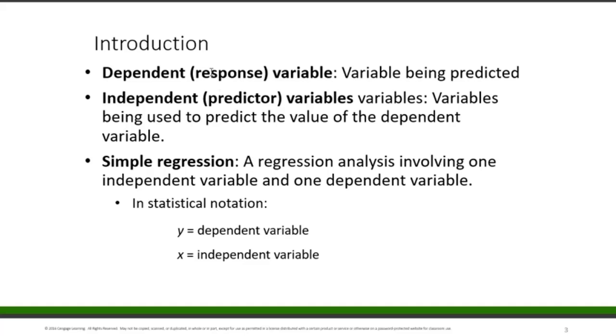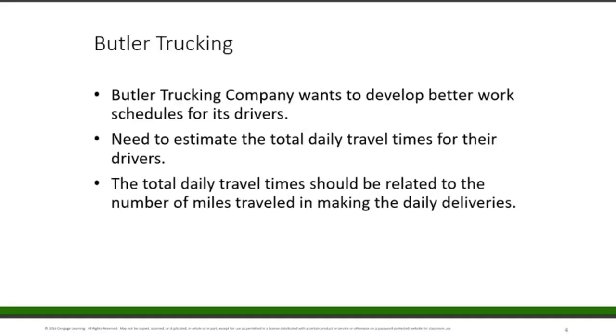And then the variables that we are using to predict the dependent variable, we call these independent variables or predictor variables. This is from your textbook. What is this example? This is a fictional company, Butler Trucking. This is like the trucks that make deliveries to different places. So think about those Amazon trucks or UPS trucks that come and deliver the packages that you ordered.